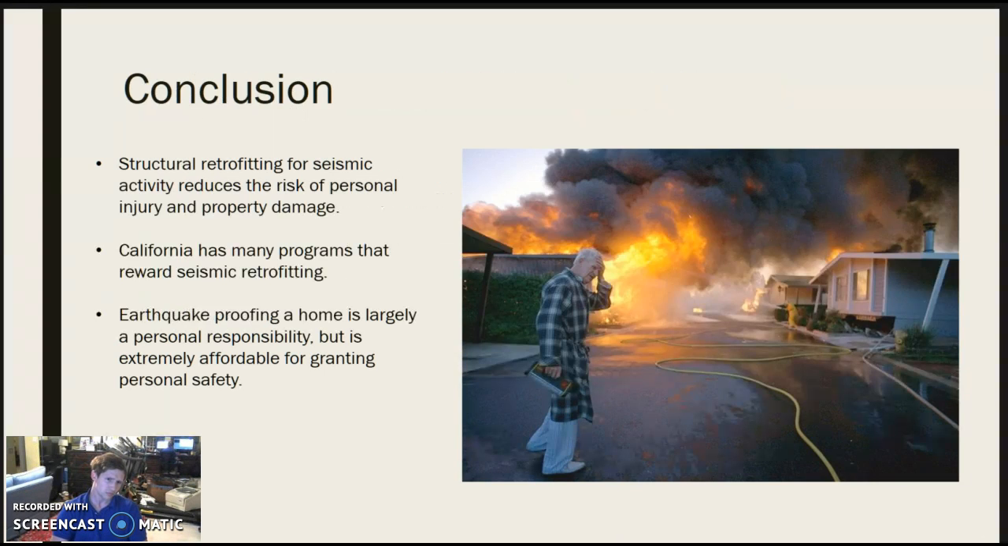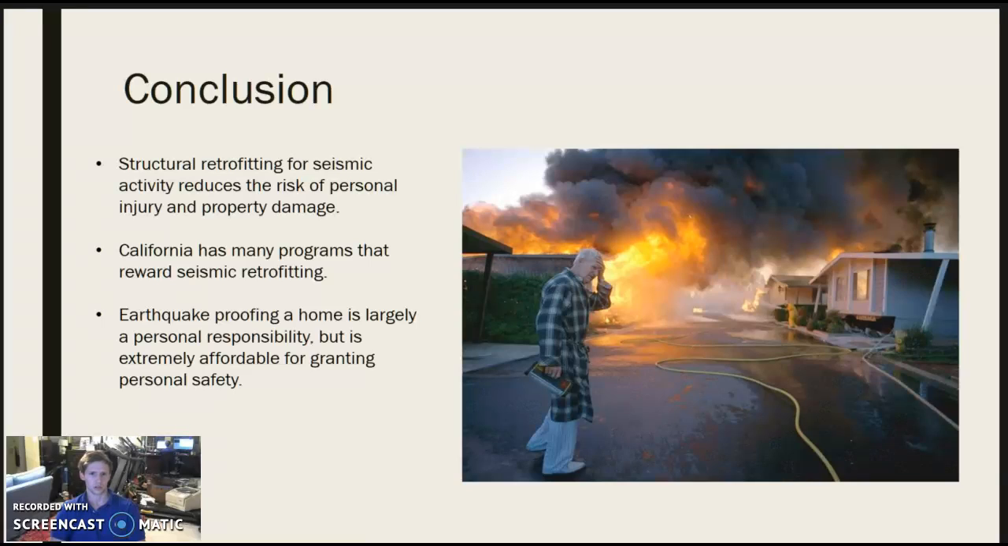And so to conclude, structural retrofitting for seismic activity greatly reduces any sort of personal risk to your person or property. And for the most part, yes, it's kind of expensive, but California has plenty of seismic rewards for retrofitting. They have financial rewards for retrofitting. It'll help lower your premiums and so on. And for the most part, it's for your own personal safety. So overall, it should be done.